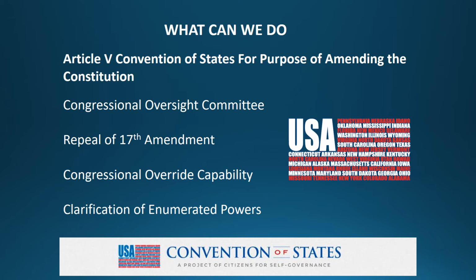Second would be an oversight committee. All executive branch regulations exceeding an economic burden of $100 million should be subject to review by a congressional oversight committee prior to implementation.